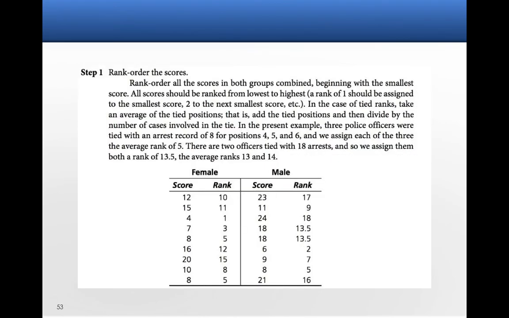So we're going to put all the scores in order. Right, we're going to rank them, beginning with the smallest score. So all scores should be ranked from lowest to highest. A rank of 1 should be assigned to the smallest score and 2 to the next smallest score. Okay? In the case of tied ranks, take an average of the tied positions. So like there's 2 officers tied with 18 arrests, so we're going to assign them both a rank of 13.5. The average of ranks 13 and 14.